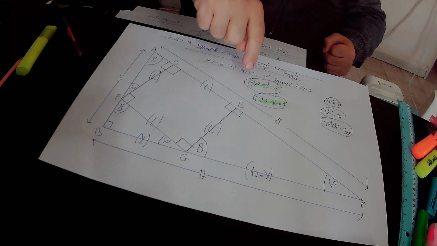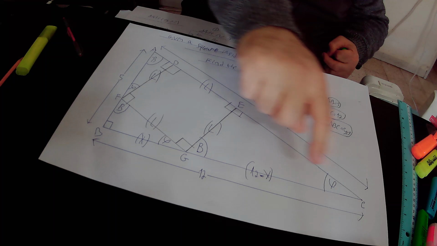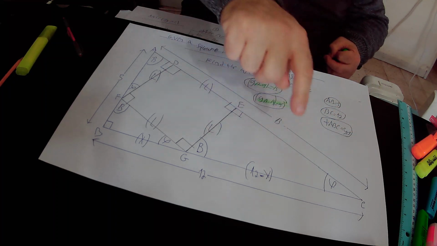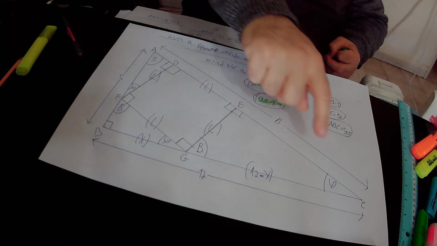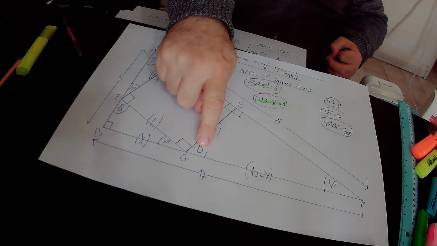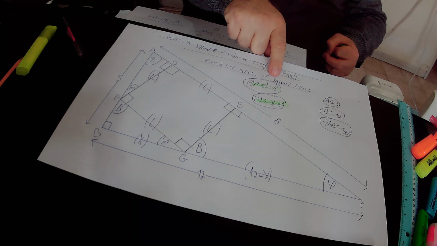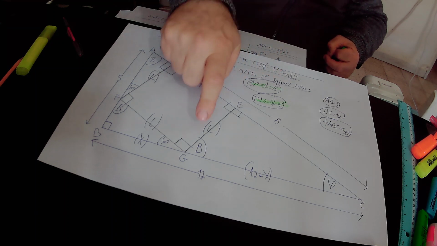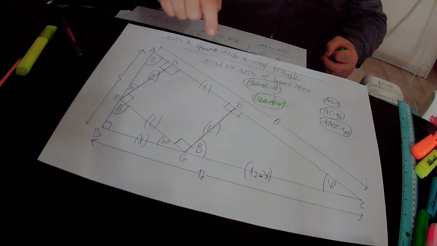Likewise, we focus on the right triangle EGC. In the right triangle EGC, this angle equals alpha, this angle equals 90 degrees, therefore the missing angle must be equal to 90 degrees minus alpha. But 90 degrees minus alpha equals beta, therefore the missing angle must be equal to beta.